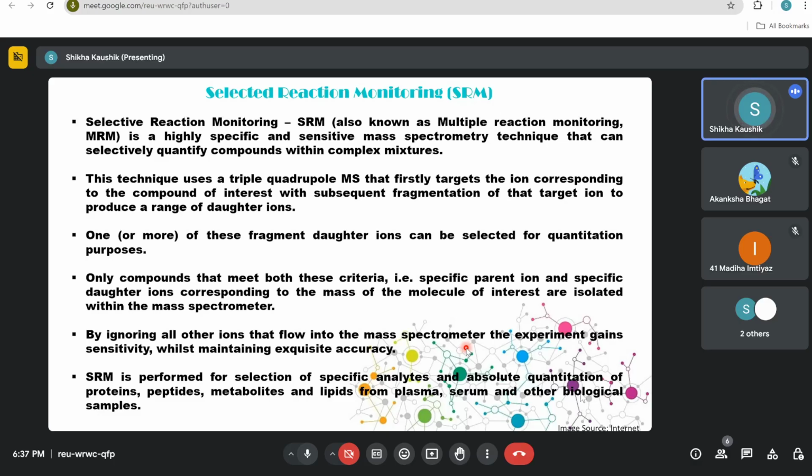There is a high level of accuracy here as well as sensitivity. Why? Because you are selecting it. You know that you want to study a particular protein only and a particular fragment only. So SRM is performed for selection of specific analyte and absolute quantification of protein, peptide, metabolite, lipids from plasma, serum, and other biological sample. I have already told you that whenever you want to do a selected study, specific analyte you want to analyze, then you go for SRM.